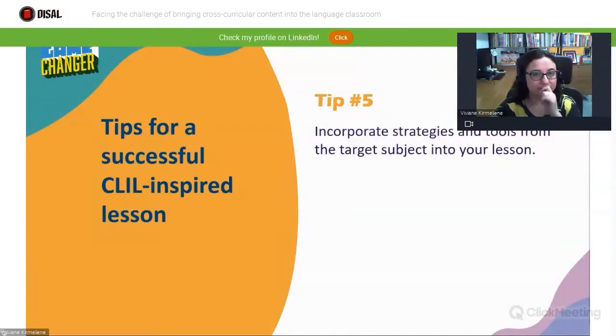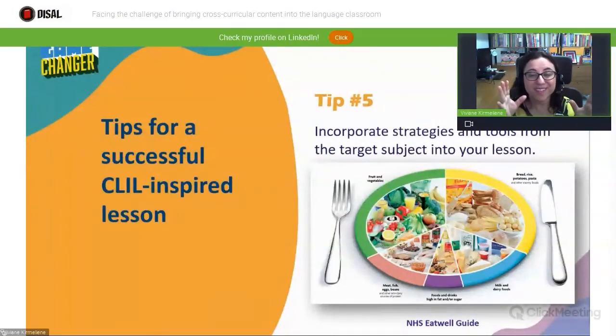Now, the next one. This is very nice. It's important to incorporate strategies and tools from the target subject into your lesson. Every subject area has a so-called shape. And it is a nice idea to incorporate this shape or this set of text genres into our practice. So, for example, if you're talking about science, you can have lots of infographics. You can have an infographic, for example, sorry, this is a diagram. Well, which is an infographic anyway, because we have text and images combined.